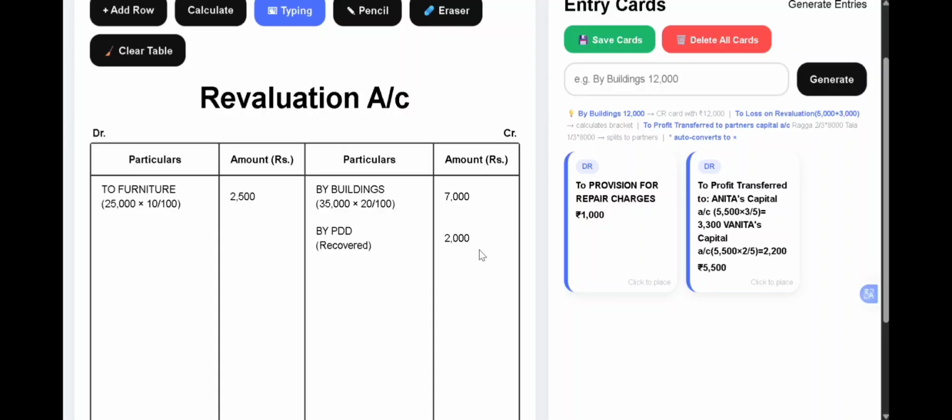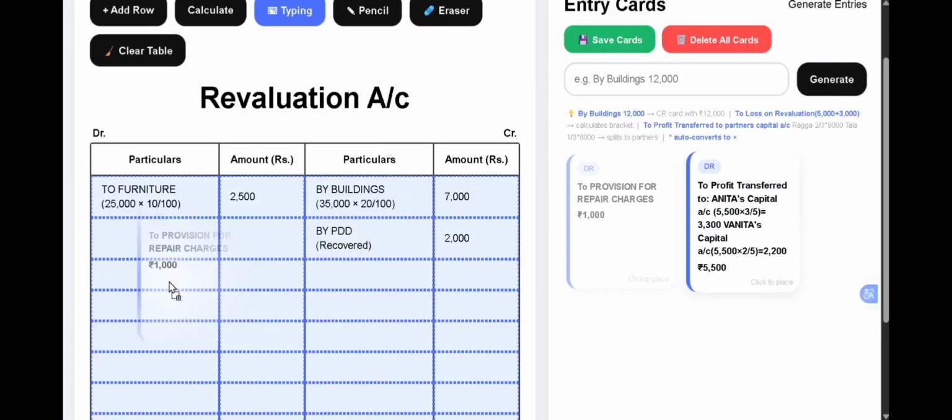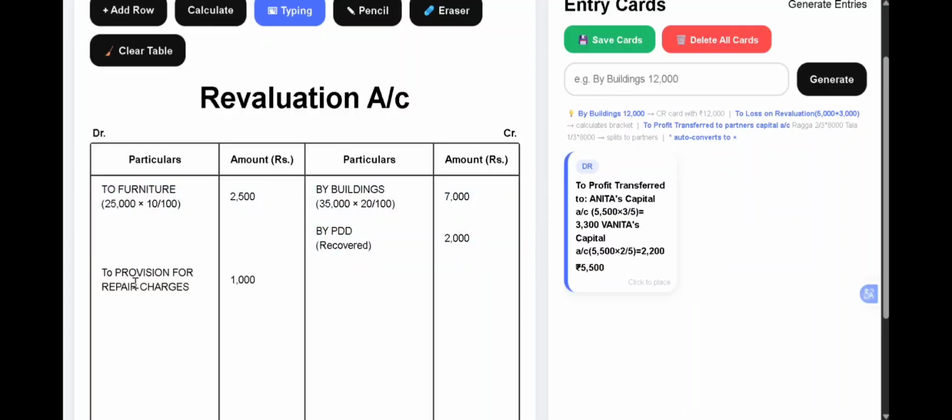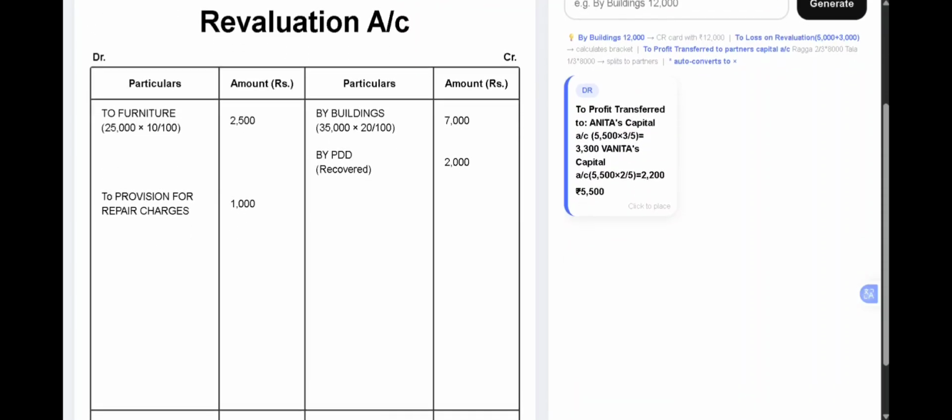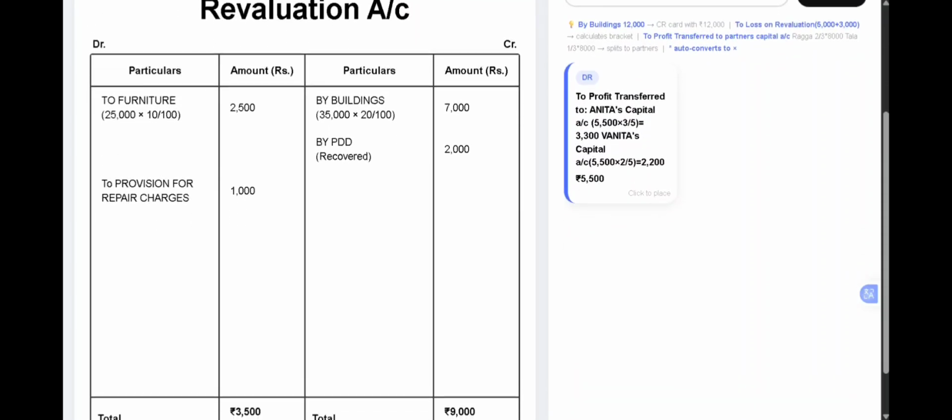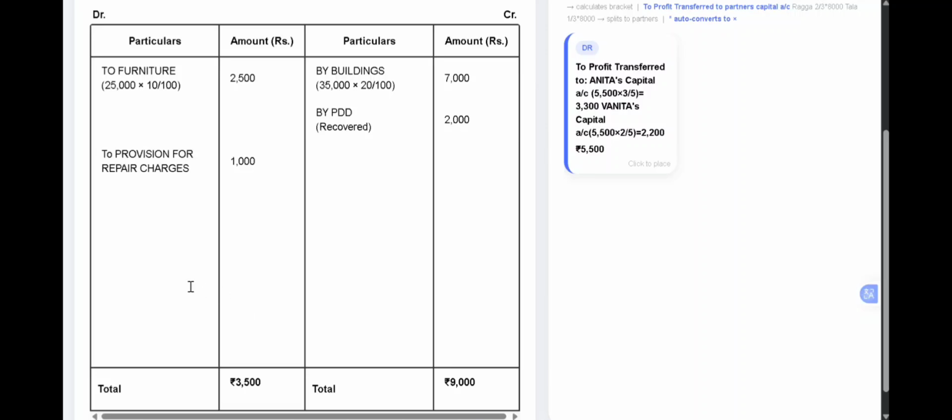So it is an increase of liability. So it will appear on the debit side of the revaluation account as provision for repair charges, rupees 1,000. Now once these have been recorded, we have to check the total. If you see here, the credit side is more, 9,000. So that should be recorded on both the sides, 9,000.